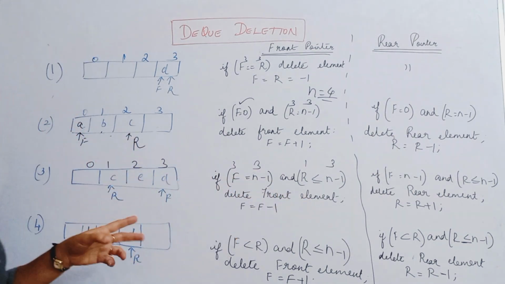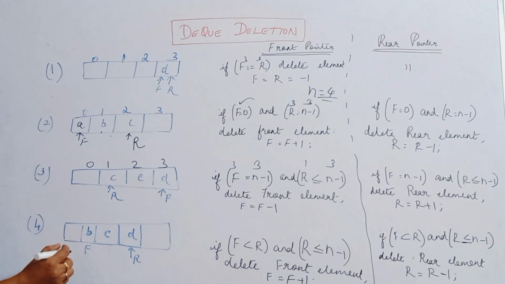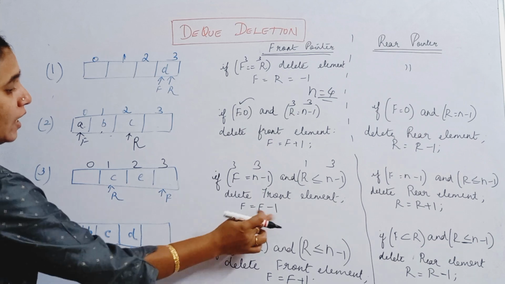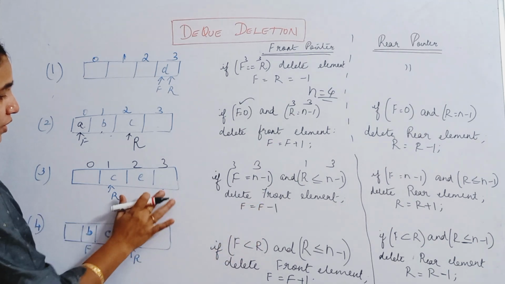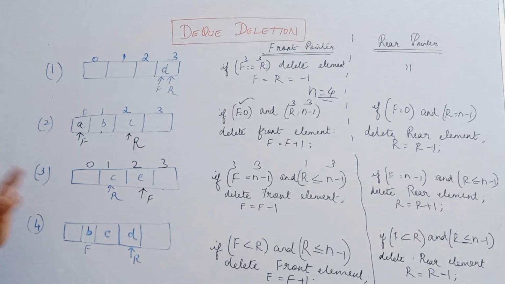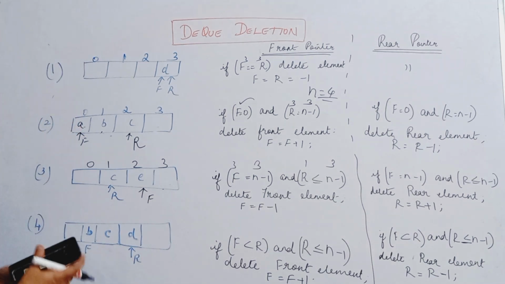By using the front pointer? See, I am going to delete this d. So d will be deleted and I will be decrementing the front pointer to this location. Okay friends, are you all clear? So like this only we are going to perform the deletion.